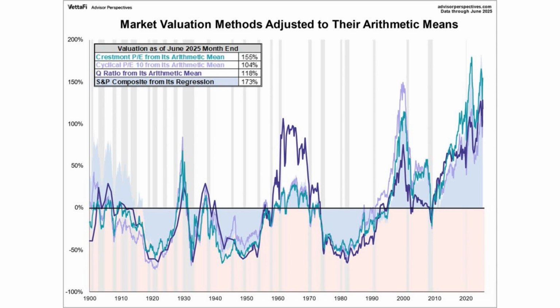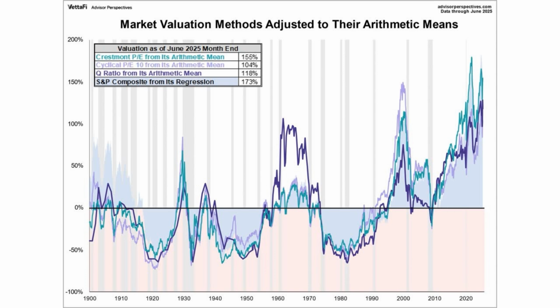Now, the question we're looking to answer is: is the market still overvalued? From this chart, the answer is yes, but how overvalued? To answer that, take a look at the table in the upper left-hand corner, where we can see how far each indicator is from its mean. In June, the Crestmont PE ratio was 155% above, the PE10, 104% above, the Q ratio, 118% above, and the inflation-adjusted S&P composite was 173% above its regression trend line.